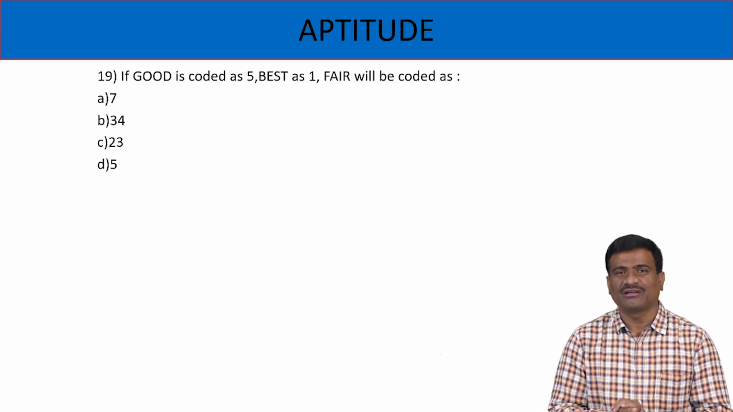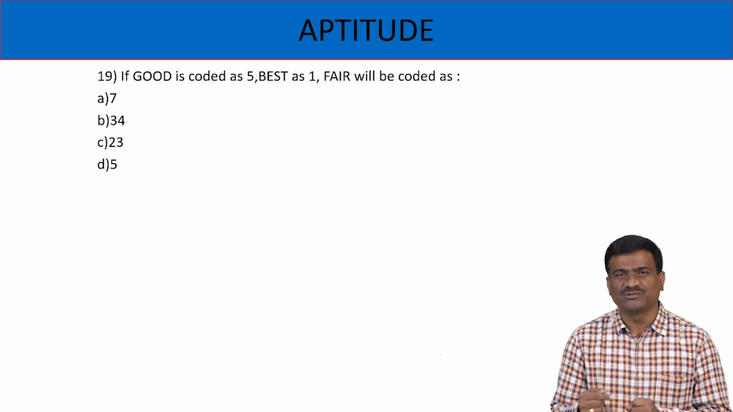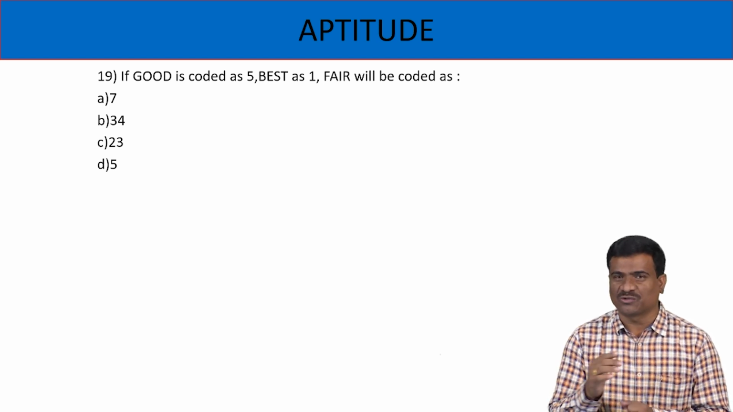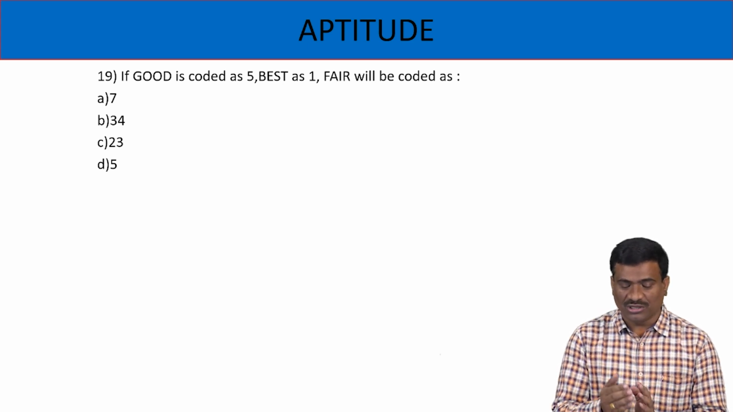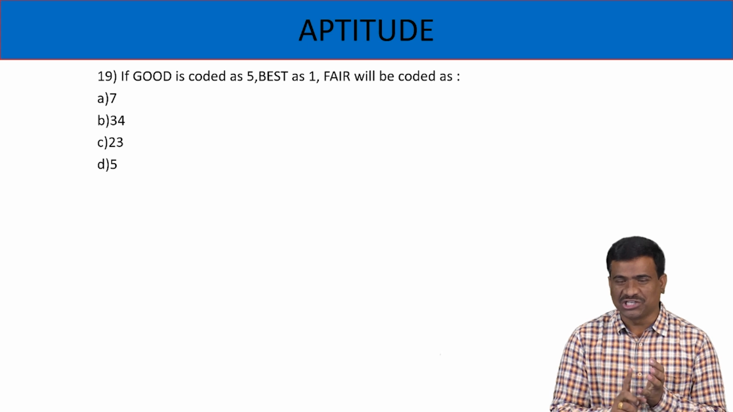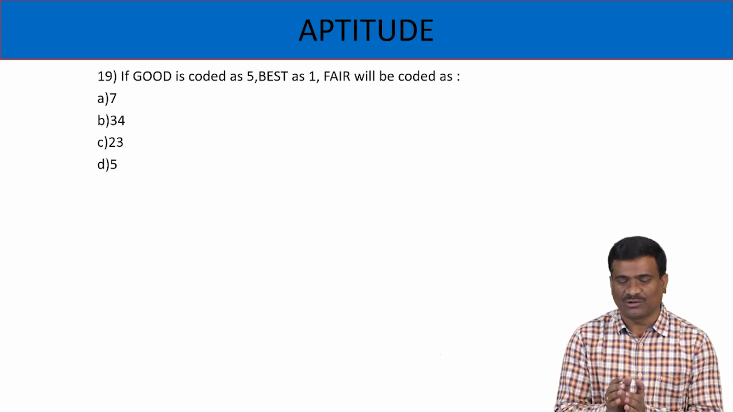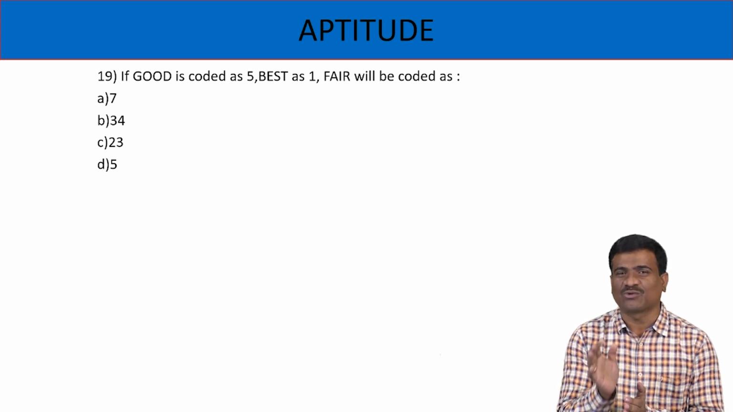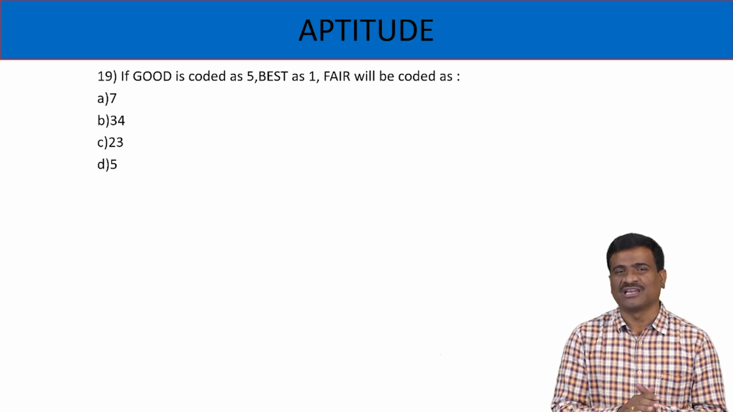Next, 19th one, coding and decoding concept. Here A1, B2, C3, D4 and so on, Z26. Write only letter number position. For example, good: G is equal to 7, O is equal to 15, O is equal to 15, D is equal to 4. Sum is equal to 7, 22, 37, 41. Good is equal to 41. Convert into a single digit: 4 plus 1 is equal to 5.